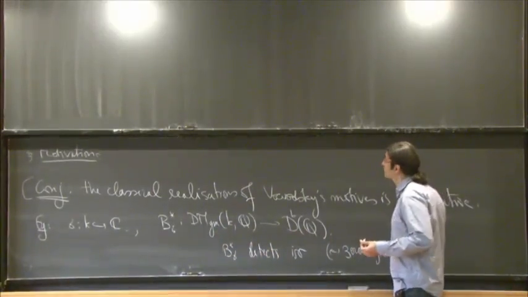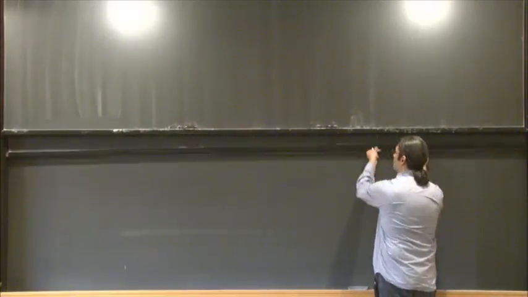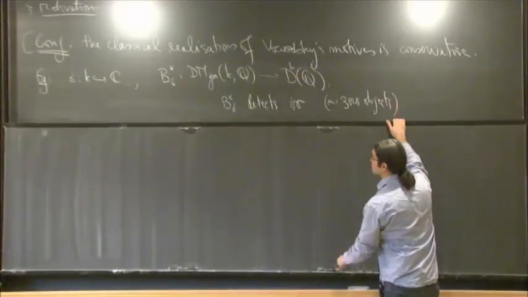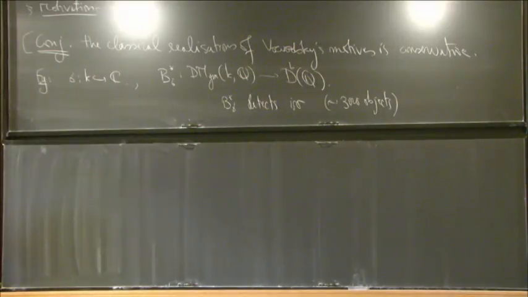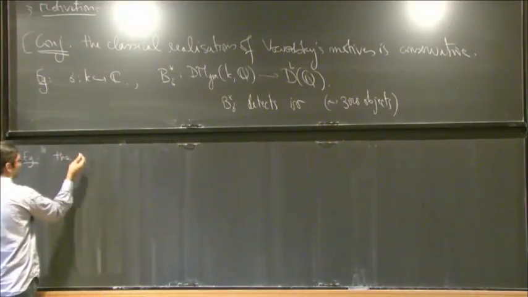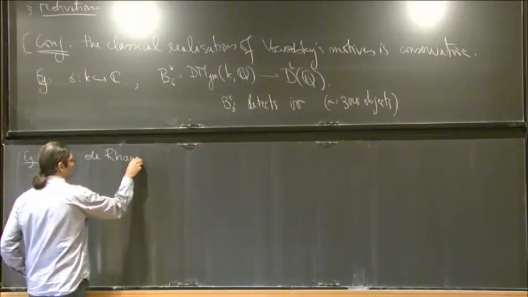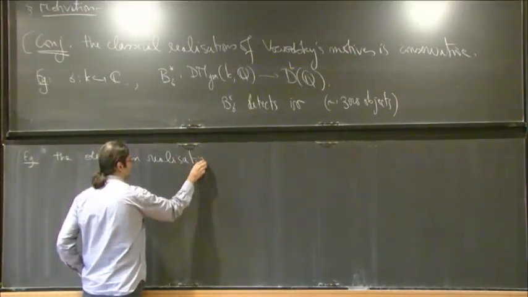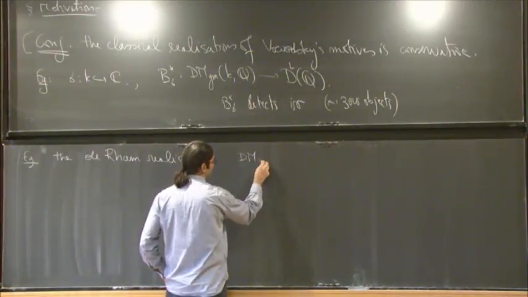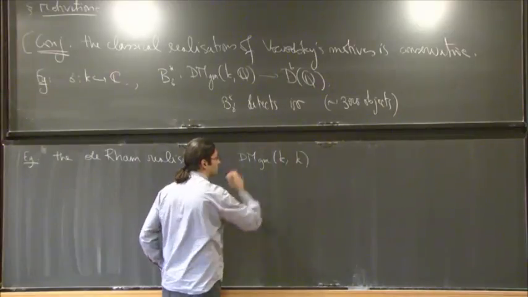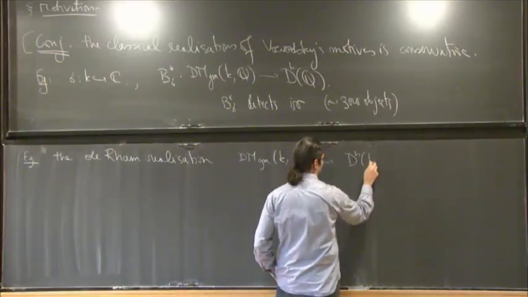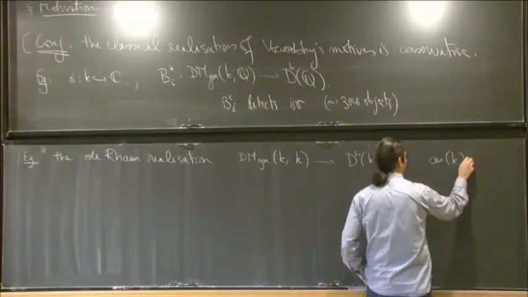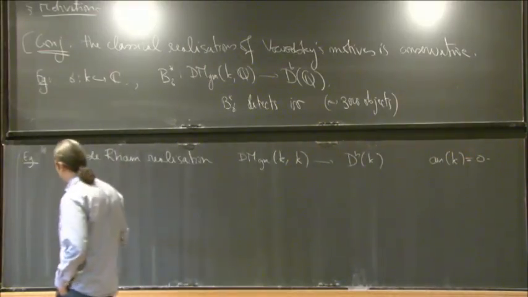For instance, I can choose to work with the de Rham realization, and this is what I will do because the link will be more transparent with what I will be saying later. So another example is to take the de Rham realization, which would go more naturally from motives with coefficients in the field K, also in the same field. So here the characteristic of K should be zero. This is a bit more canonical because we don't have to choose any embedding.